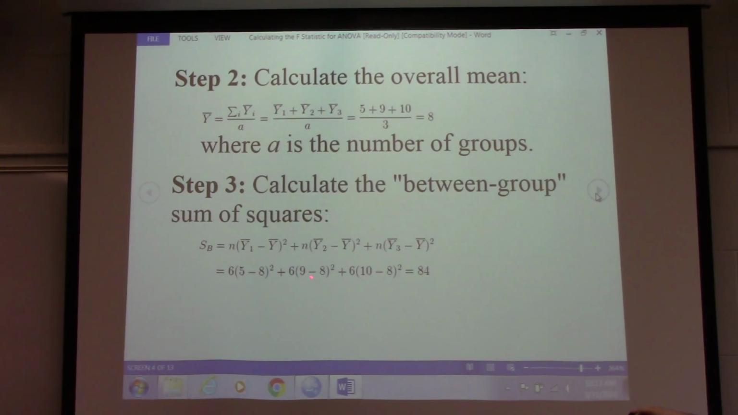The mean within fertilizer 2 was 9. The overall mean is 8. 6 times 9 minus 8, squared. Fertilizer 3, its mean was 10 inches. The overall mean was 8. 6 times 2 squared. We add them up and we get what's called the between group sum of squares of 84.